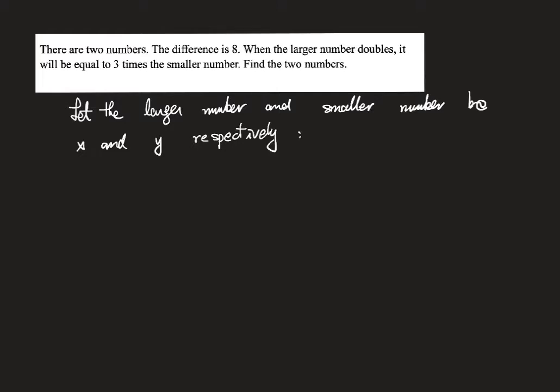The second step is to set up the equations from the given conditions. The given condition is that the difference is 8. So the larger number minus the smaller number will become 8, and this is equation 1. And the second condition is that when the larger number doubles, it will be 3 times the smaller number. So I double the larger number equal to 3 times the smaller number, the second equation.